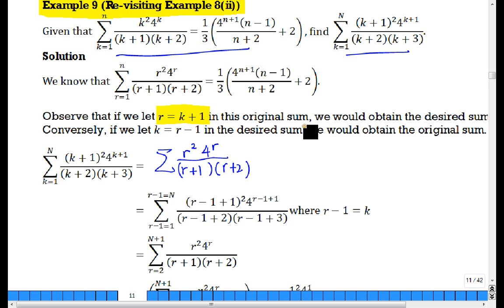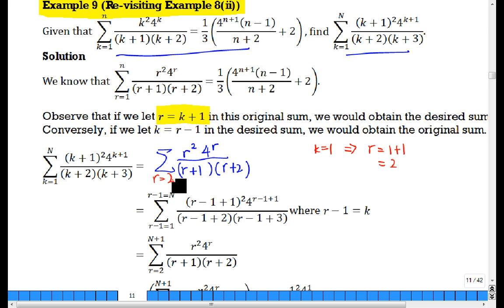When K equals to 1 here, it means that R equals to 1 plus 1 equals to 2, because R equals to K plus 1, right? So I must write R equals to 2, like that. Can? I will change the notes later. You follow what I'm saying? Can?